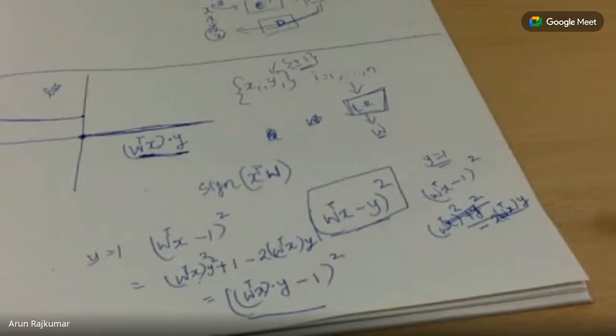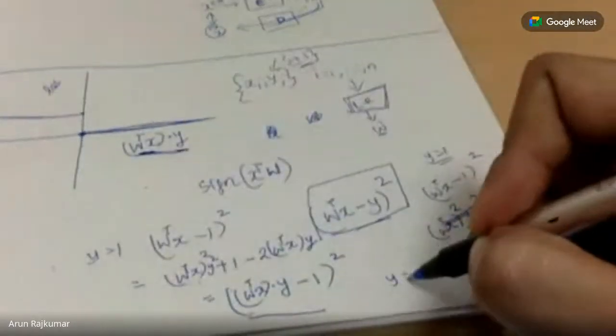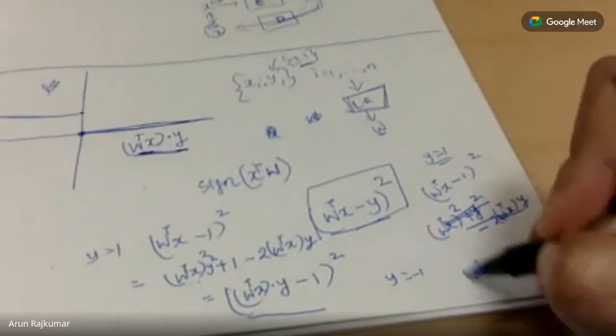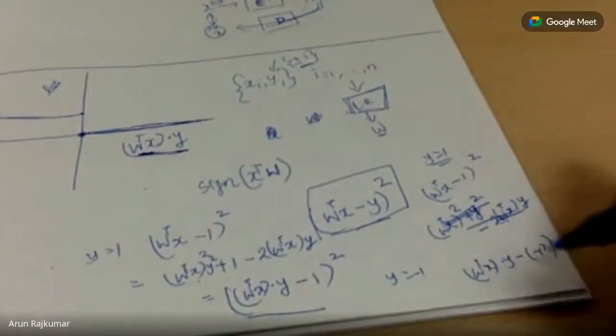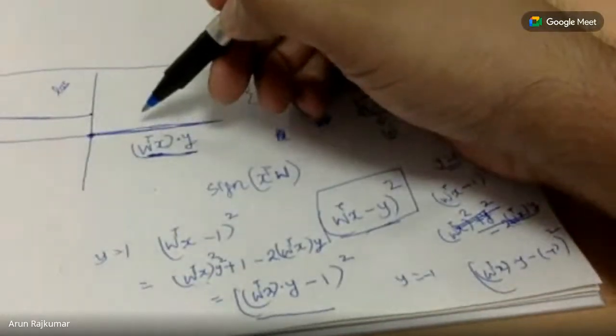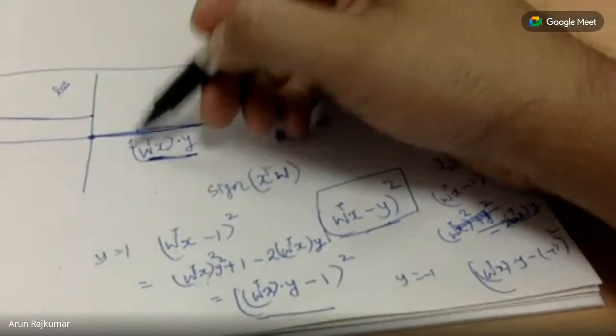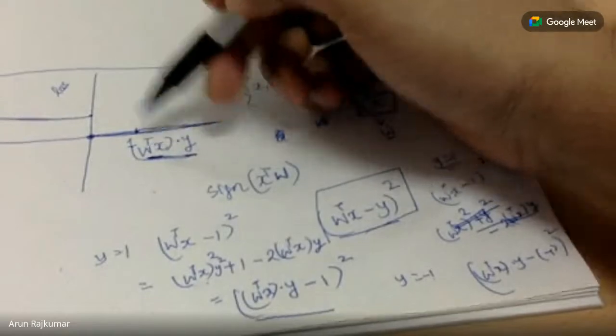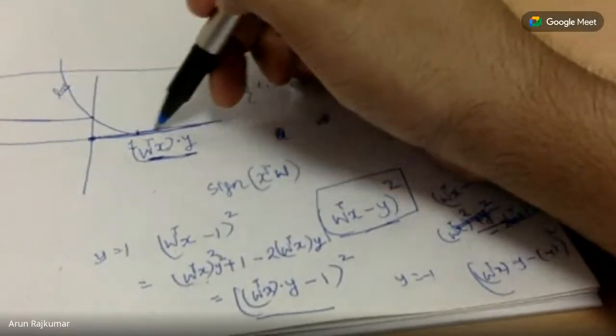Now you can try it out yourself. Even if Y is minus 1, I can write it as W transpose X into Y minus 1 squared. Well, what does that mean? That means that my loss, as a function of W transpose X into Y, is going to look something like this.